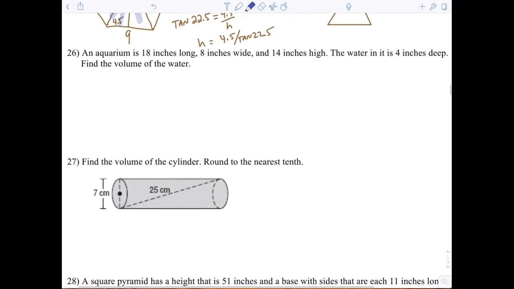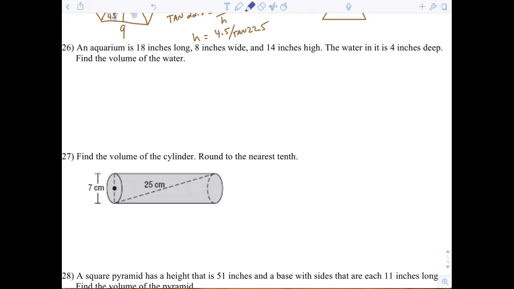So let's look at number 26. An aquarium is 18 inches long, 8 inches wide, and 4 inches high. The water in it is 4 inches deep. Find the volume of the water. So that shouldn't be bad, right? So volume, we did 18 times 8 times 4. Does everybody agree with that? And so somebody tell me what that is about? 576. Cubic inches. Everybody okay with this?